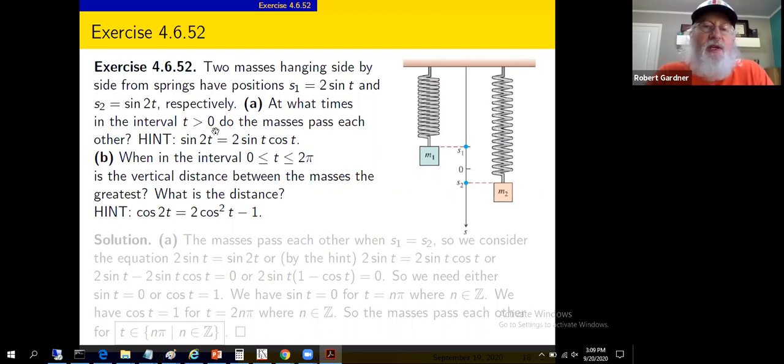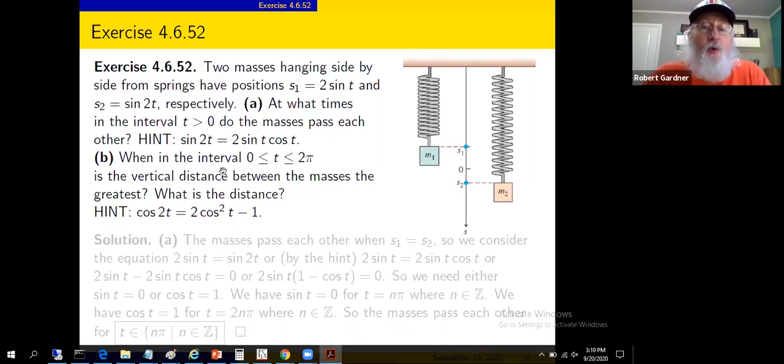At what time in the interval t greater than 0 do the masses pass each other? Okay, that'd be when S1 and S2 are the same, right? The 2 masses are going to wobble back and forth and pass each other at various times. When does that occur? That's not a calculus problem, that's a trig problem. And they give us a little double angle formula hint here, so that must pop up in the computations. All right, all's well and good.